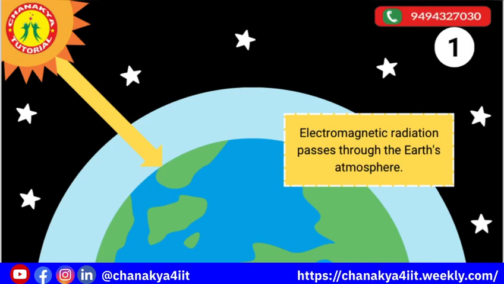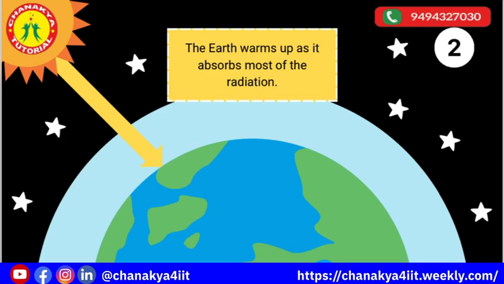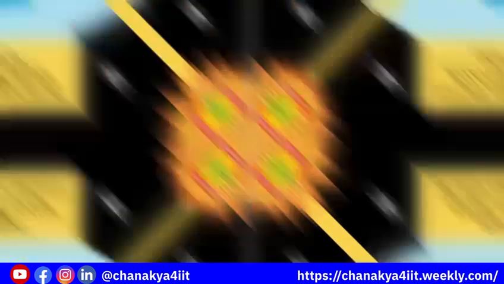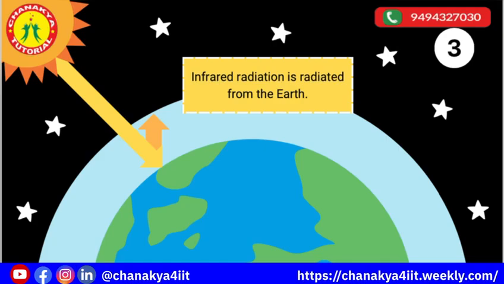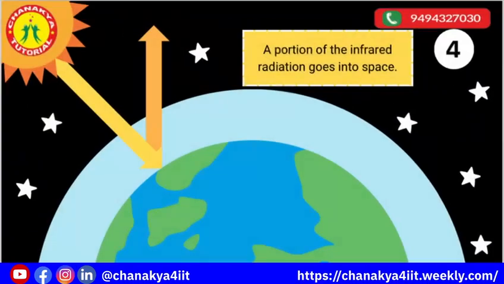First, electromagnetic radiation passes through the earth's atmosphere. Second, the earth warms up as it absorbs most of the radiation. Third, infrared radiation is radiated from the earth.